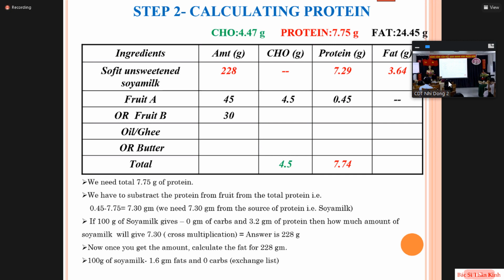As you can see here, we have not mentioned the carbohydrate amount for the soya milk because it doesn't get absorbed in the body. So we do not consider the carb value for any soy products. Once you do the protein calculation, we know that soya milk also has fat. So again, you have to do the calculation for that, and you get 3.64.